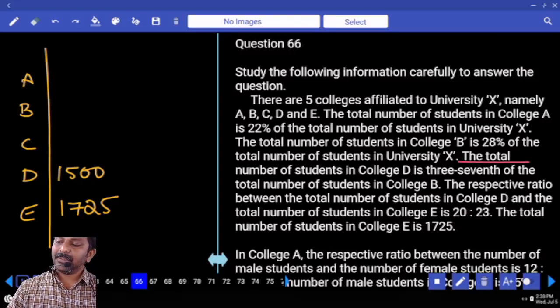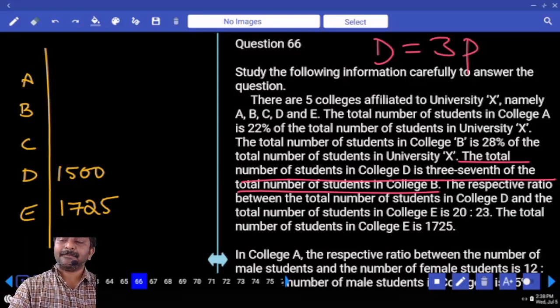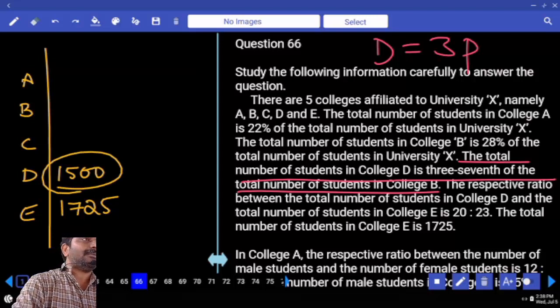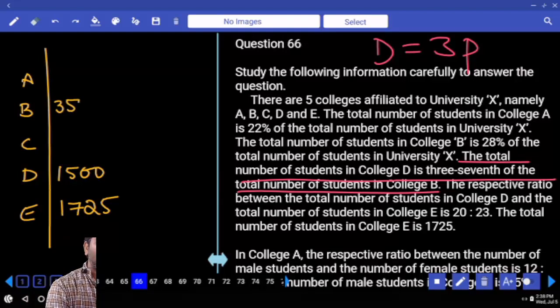Okay, last but one. The total number of students in college D is 3/7 of total number of students in college B. What is the fraction? 3 by, what is denominator? 7 parts. Numerator, that means B is equal to 7 parts, D is equal to 3 parts, correct? D is equal to 1500 in terms of parts. If 3 parts is 1500, 1 part, then B is equal to 7 parts, 7 500s, 3000.